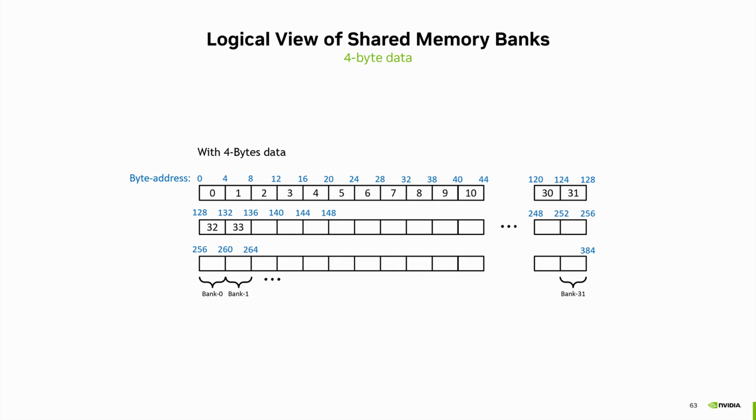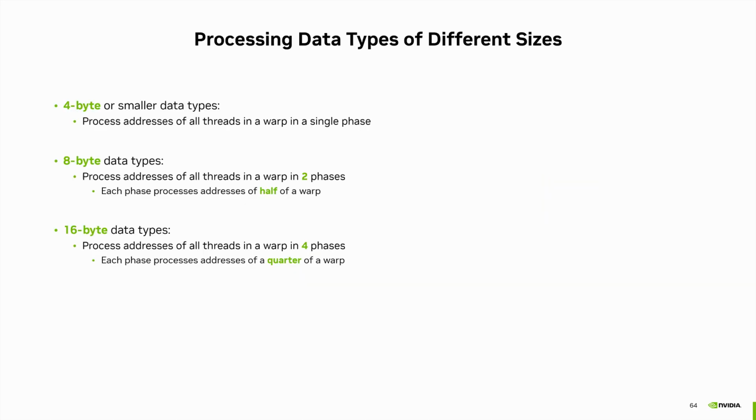But what actually happens when I access 8-byte data or 16-byte data? In that case, it just takes multiple phases to process our data. So for example, if we have 8-byte data, we basically need 2 phases to fetch our data, okay? And if we have 16 bytes, we need 4 phases.